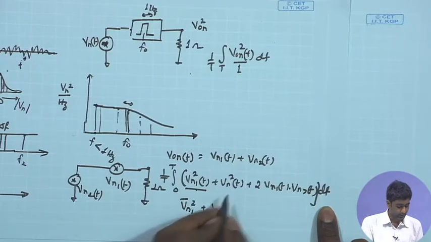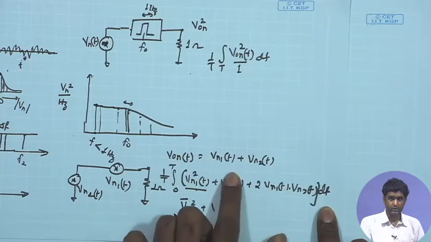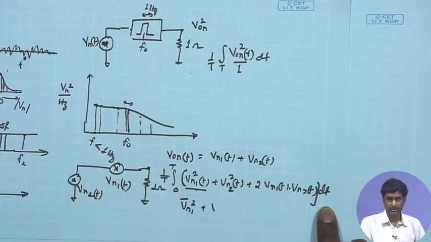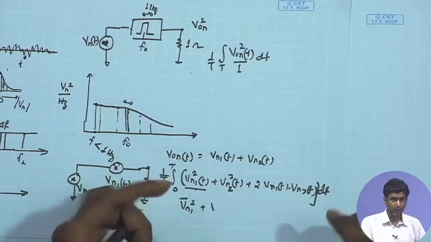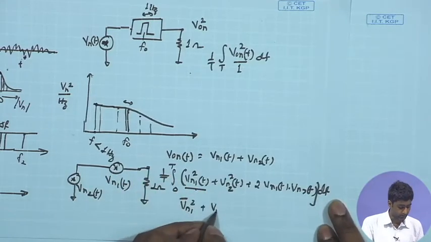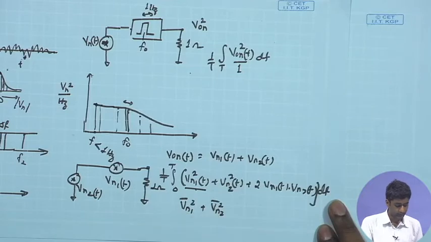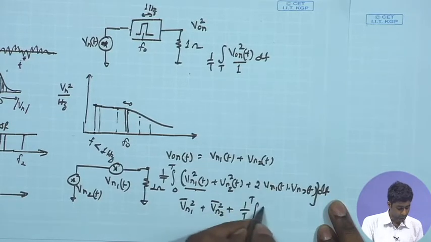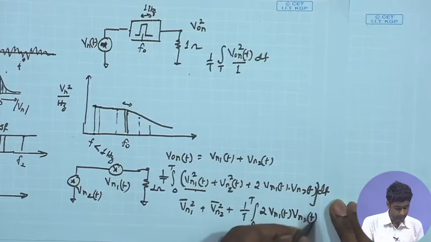Likewise, I can look at the Vn2(t). This second term, Vn2 square(t) dt integrated over 0 to t divided by t, once again gives me the mean square value of Vn2. So, I can call it Vn2 square, and we have the remaining term as 1 upon t, integral 0 to t of Vn1(t) Vn2(t) dt.